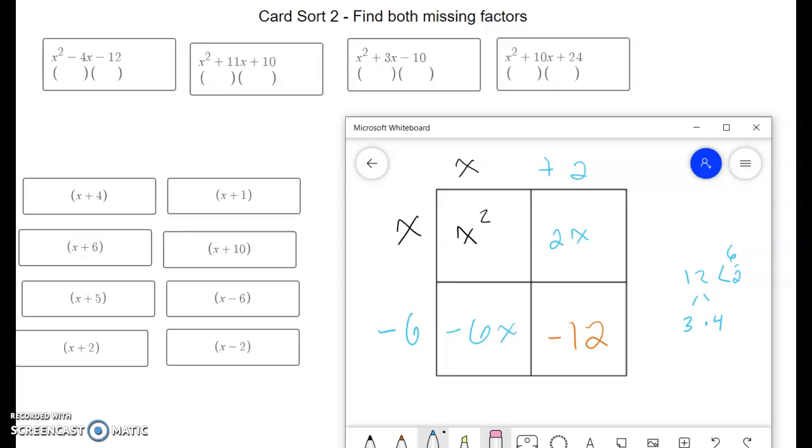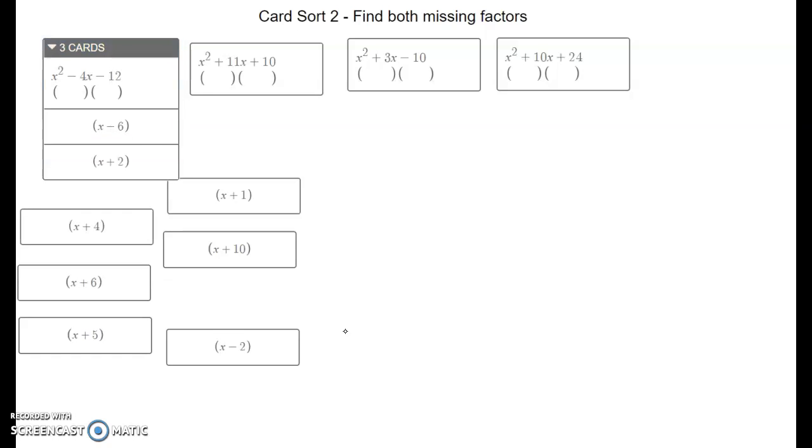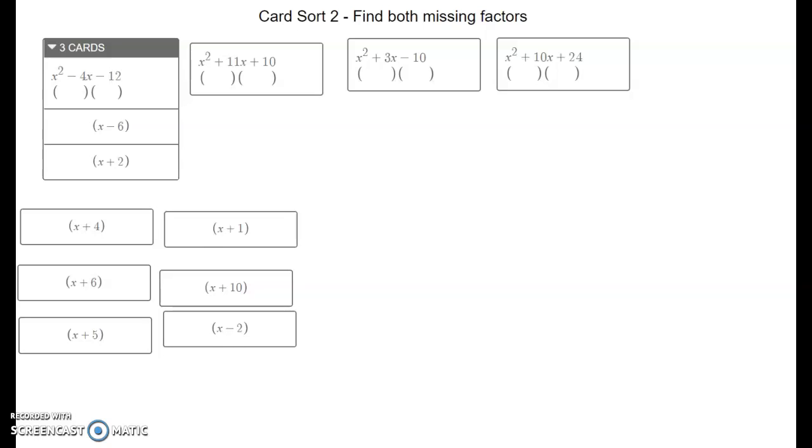Awesome. So that looks like that's going to be one of our answers. I'm going to make sure first that I do have a negative 6 and a positive 2. So let's check and make sure that 4 and 3 don't work.